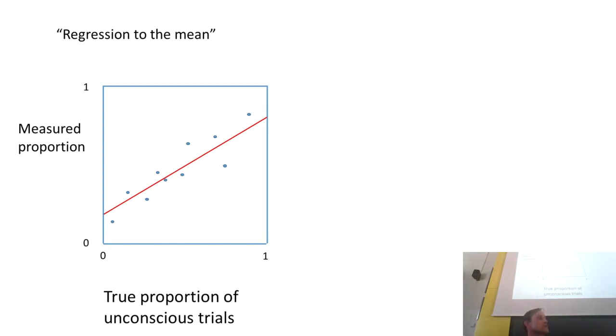I mean, this is the case that the skeptics of implicit learning get excited about, because they'll say, well, it may be that there are no unconscious trials at all, but you'll still measure some. And because it's based on conscious knowledge, you're going to get some performance above chance. So how do you know, then, that when you're measuring unconscious trials, they're not really conscious trials?